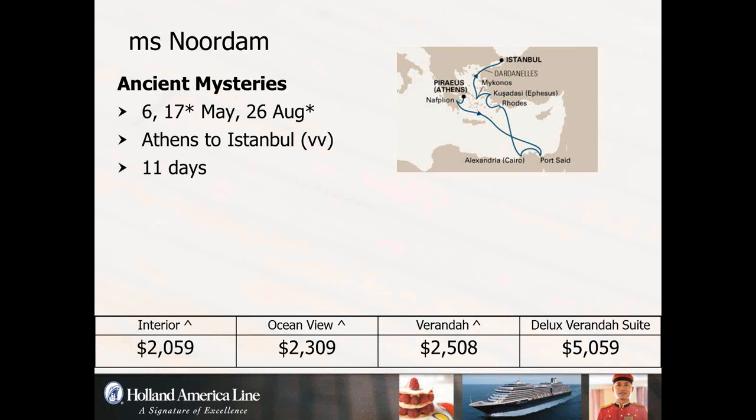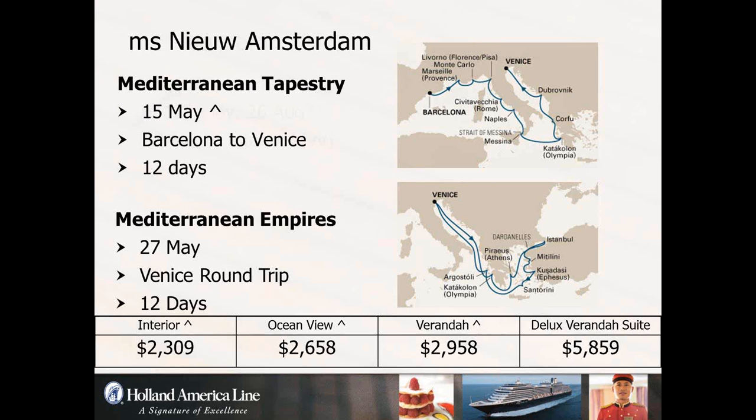It's a continuation of 11 days. It is just a slightly higher lead-in price of $2,059, but that sees you sailing from Athens down to Port Said, into Cairo, and then up into Rhodes, Kusadasi, Mykonos, up through the Dardanelles, and ultimately ending up in Istanbul. So the key difference for the Noordam from previous years is that the Noordam always operated on round-trip Rome itineraries, but for next year she's operating on a slightly different schedule and deployment.